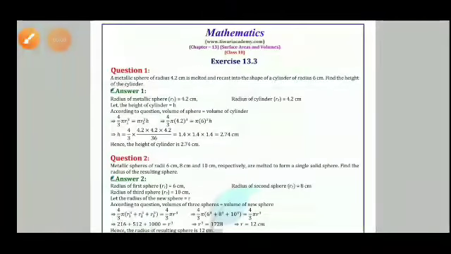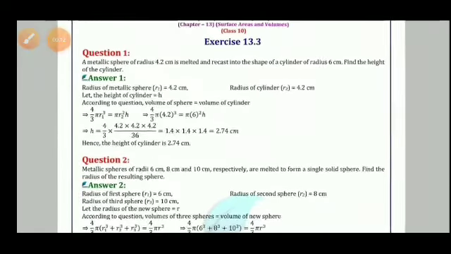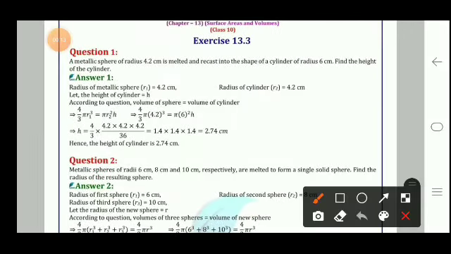Today we are going to discuss Exercise 13.3 of Chapter 13, Surface Areas and Volumes. Question number 1: A metallic sphere of radius 4.2 centimeters is melted and recast into the shape of a cylinder of radius 6 centimeters. Find the height of the cylinder.